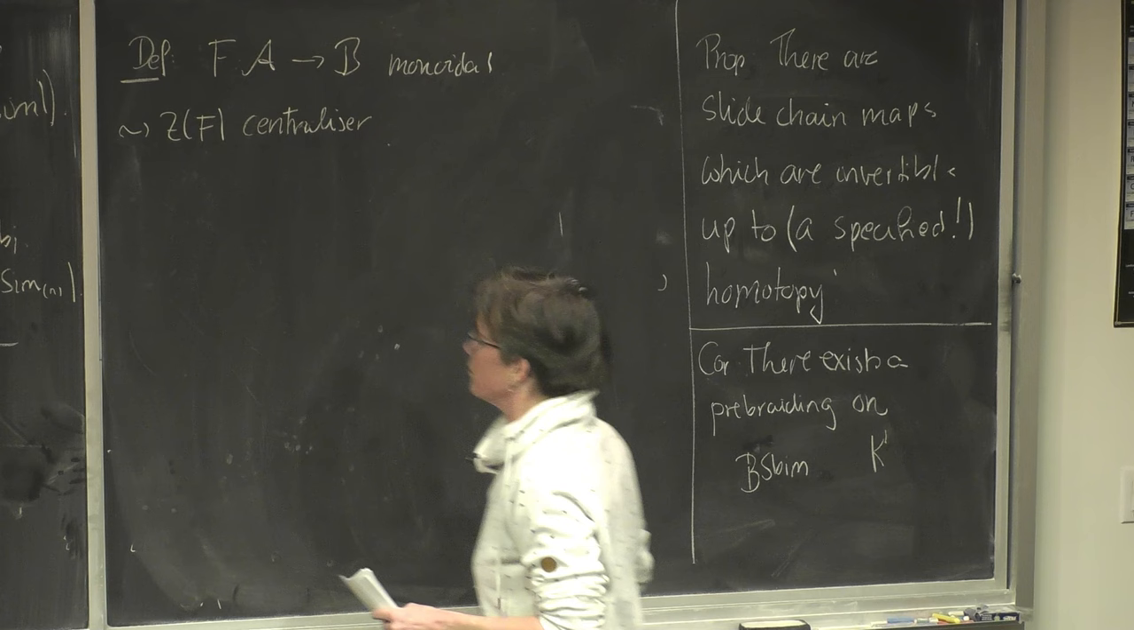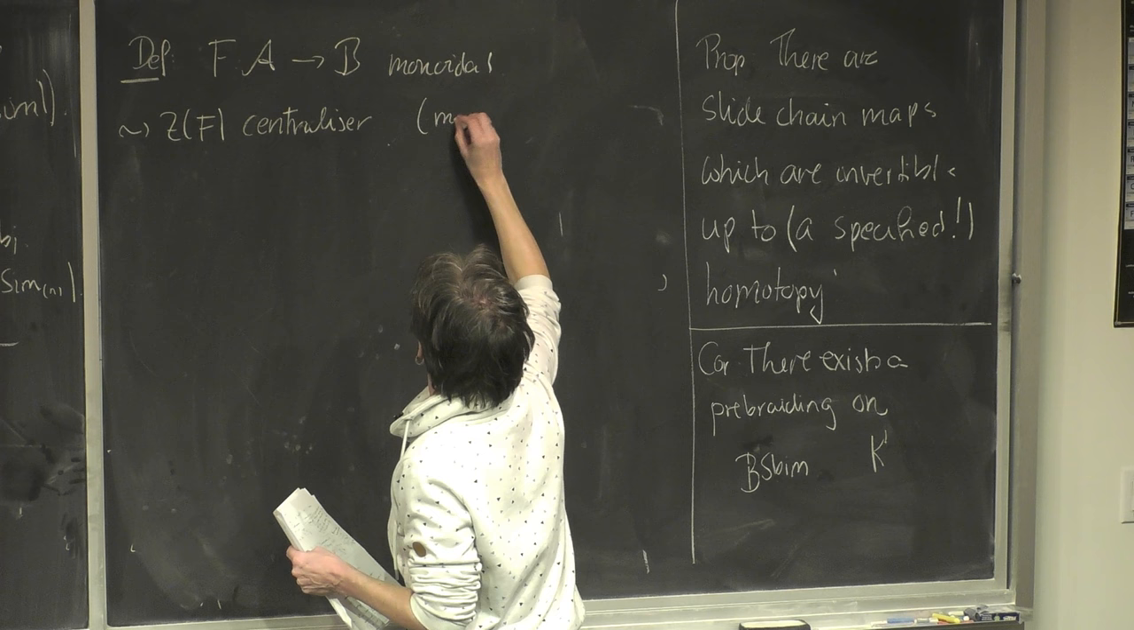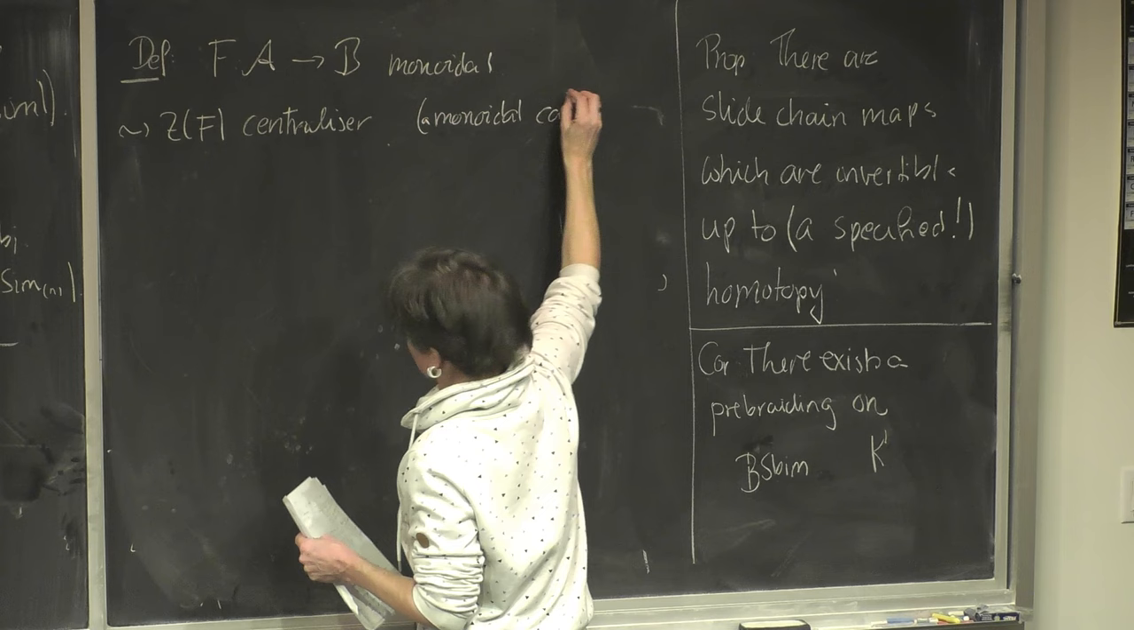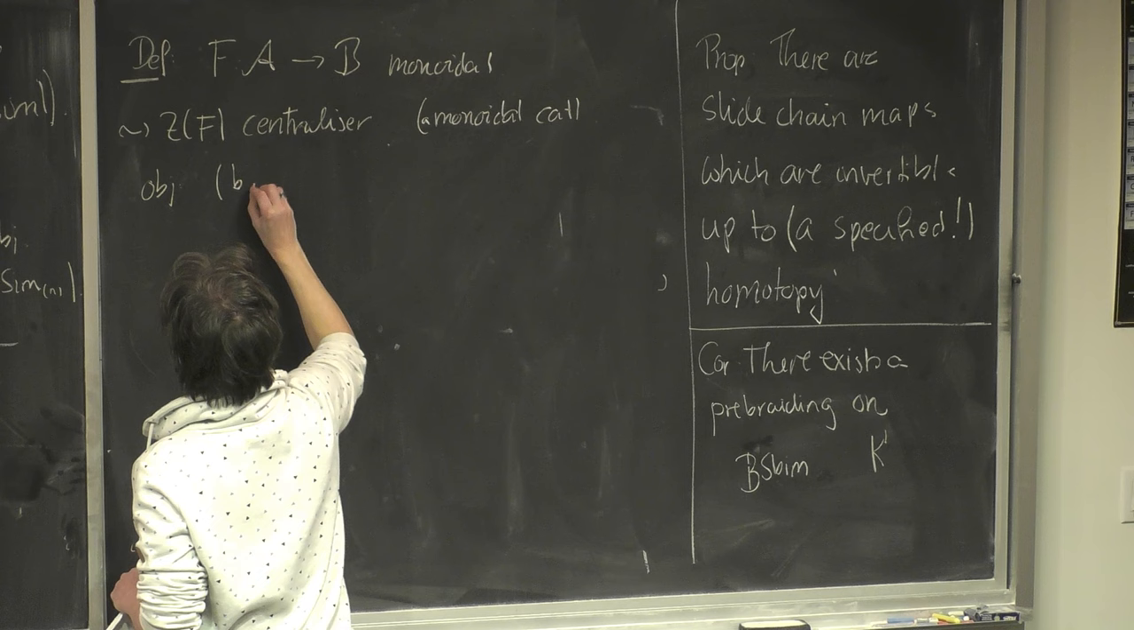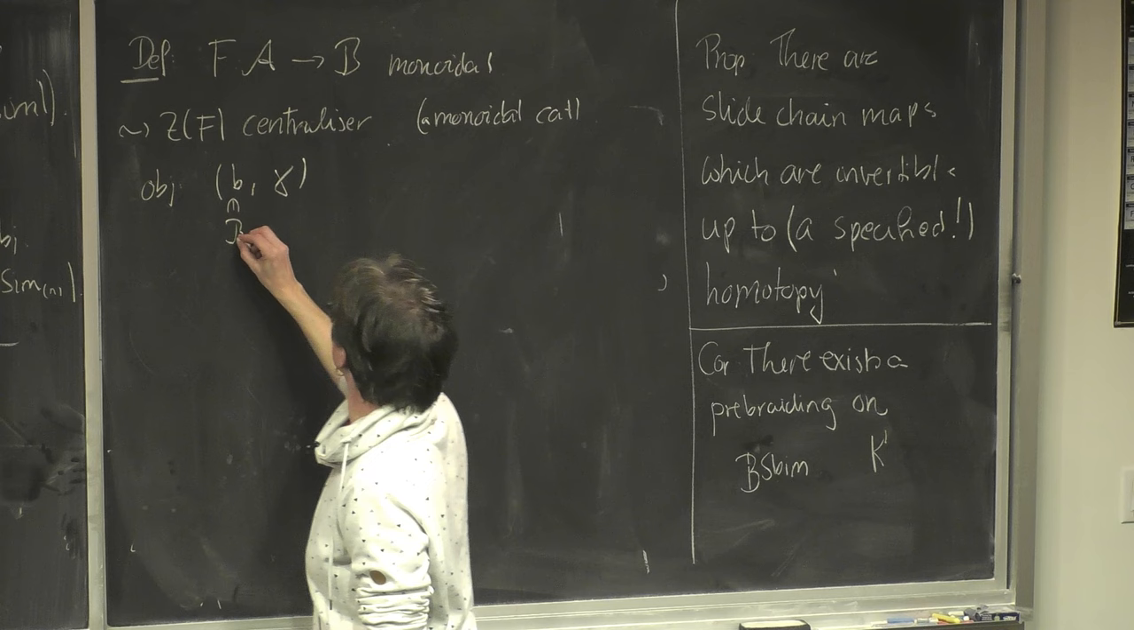This we saw earlier. This is a monoidal category, which has the following objects. It's pairs of B and gamma, where B is an object in the target, and gamma is a half twist.